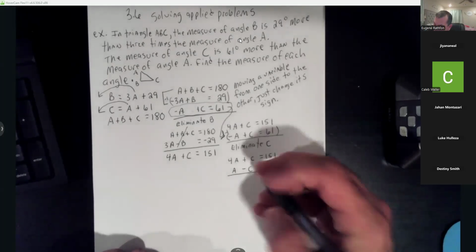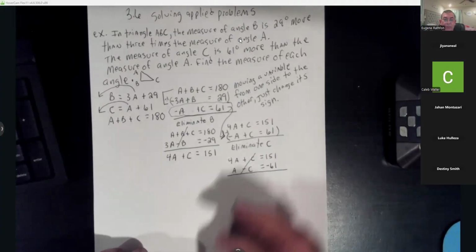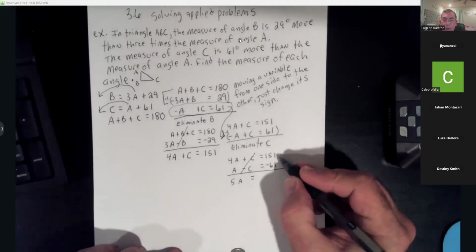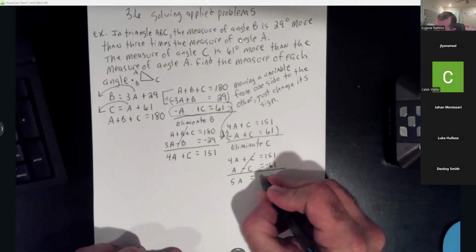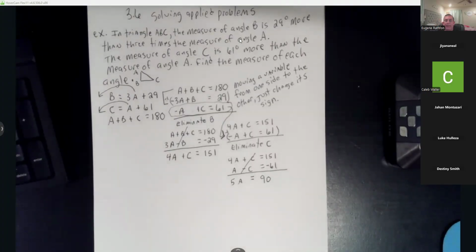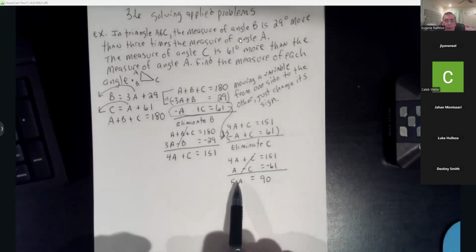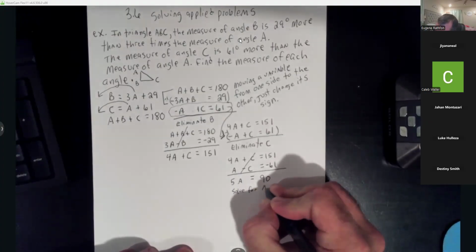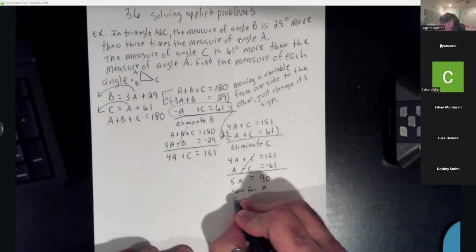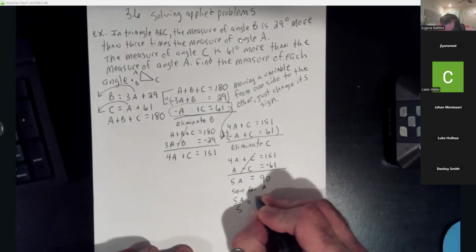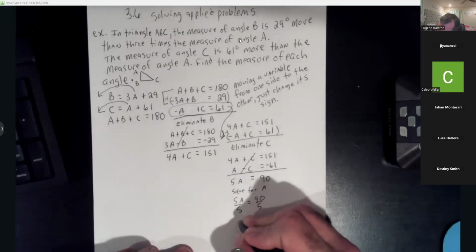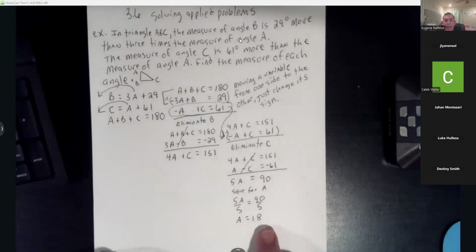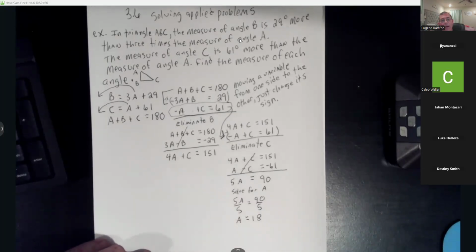All right, y'all, so let's add these and look here. Them C's are going to cancel. So 4 plus 1 gives me 5a. 151 minus 61 leaves me 90. So I'm now down to one variable. I'm going to solve for a by dividing both sides by 5. So that cancels, giving me 1a. 90 divided by 5 gives me 18. So I know my angle A.